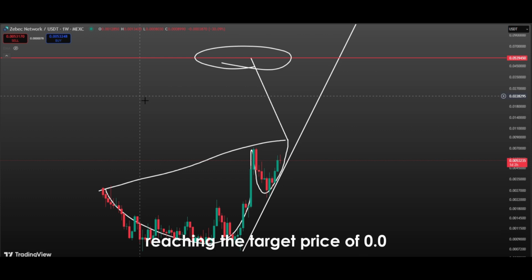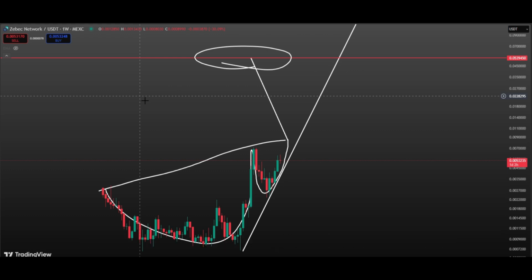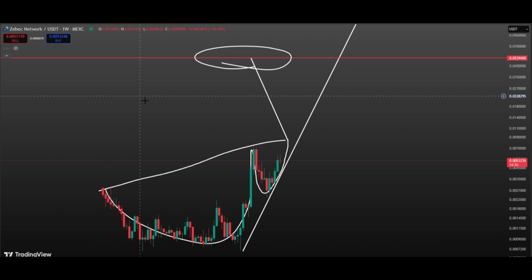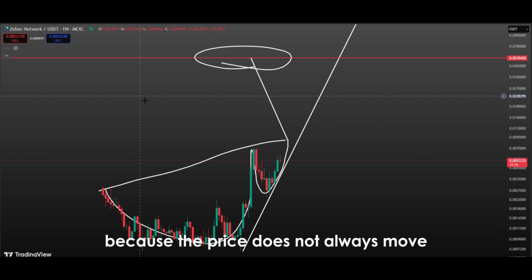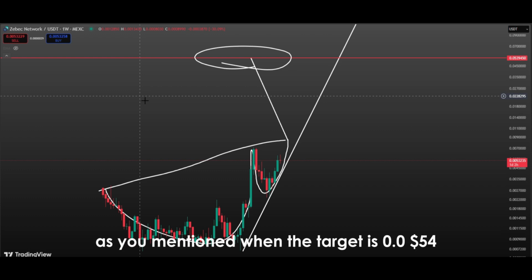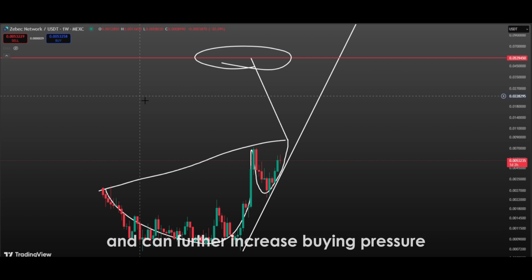Reaching the target price of $0.054 usually happens in several stages. The first stage is a quick spike after the breakout. Then, the price may consolidate for a while, followed by a second wave up to the target. It's important for investors to remain patient during this process, because the price does not always move toward the target in a straight line. There can be interim corrections. As you mentioned, when the target is $0.054, the potential return compared to the current price level can be quite high. This excites investors and can further increase buying pressure after the handle breaks.